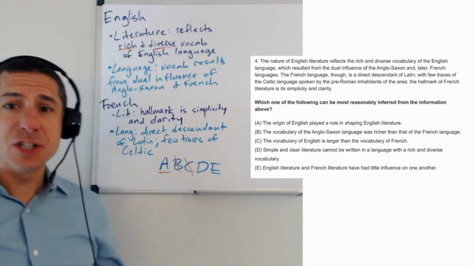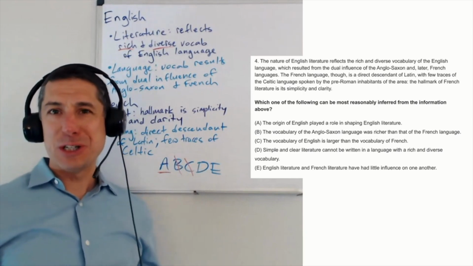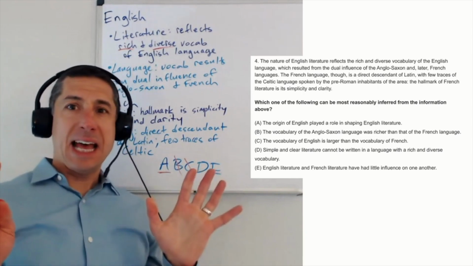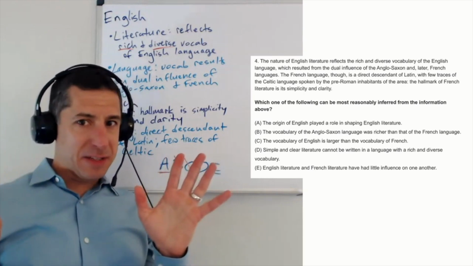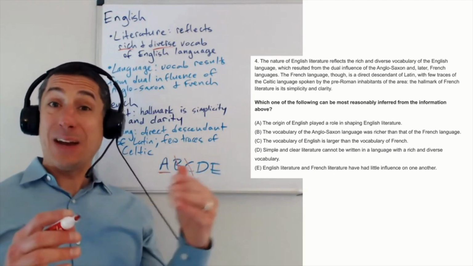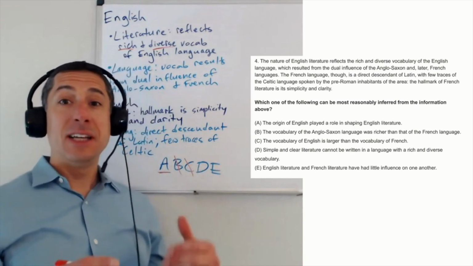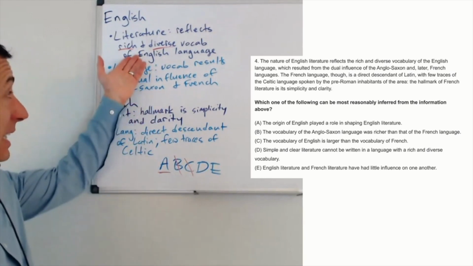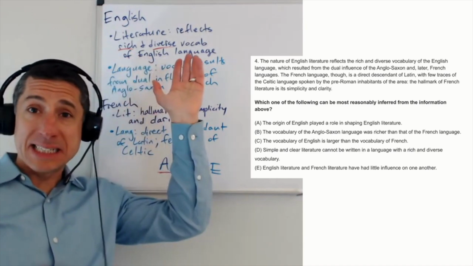D: simple and clear literature cannot be written in a language with rich and diverse vocabulary. Nobody's saying that. So there's nothing here that supports an absolute statement that you can't write simple, clear literature in a language with rich and diverse vocabulary. Kind of doesn't pass the common sense test either.